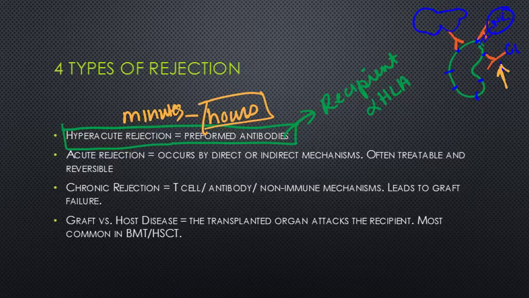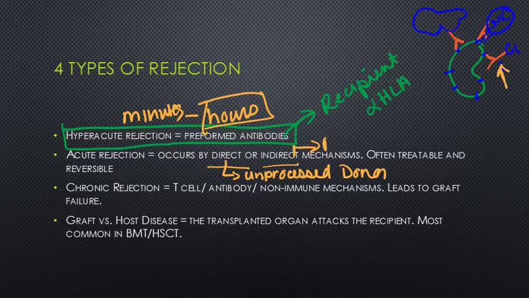Acute rejection occurs by either those direct or indirect mechanisms. So direct, remember, would be unprocessed antigens on the donor APCs, right? That's what we talked about on the last slide. And indirect would be processed antigens that are being presented by the recipient APCs. So that's the main difference between the two methods of rejection here.